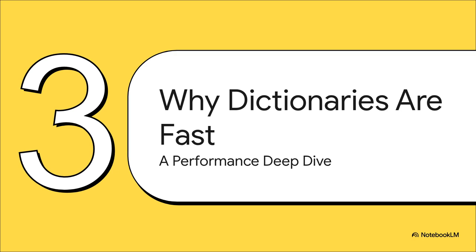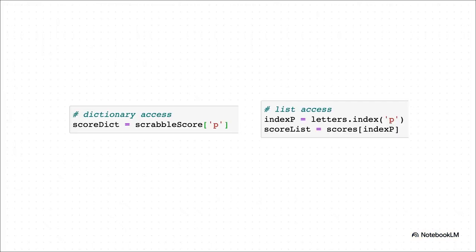Let's switch gears a bit and talk about why using a dictionary here gives us a massive performance advantage. And I mean massive. So let's just compare two ways of getting a score. With our dictionary, it's super simple. We just ask for the score of P and we get the answer, bam, directly. But imagine if we were using two separate lists instead. We'd have to first search through the entire letters list just to find the position of P, and then use that position to find the score in the other list.